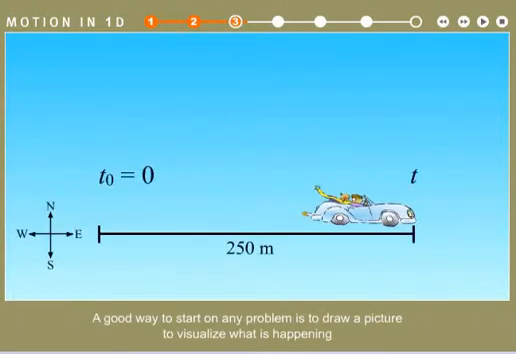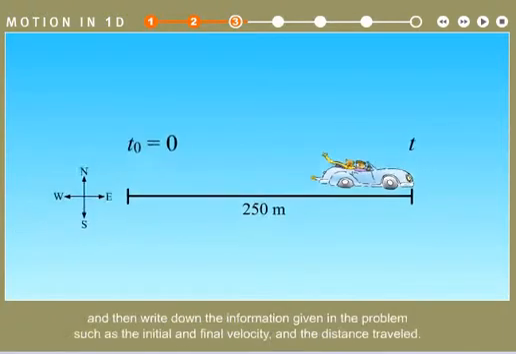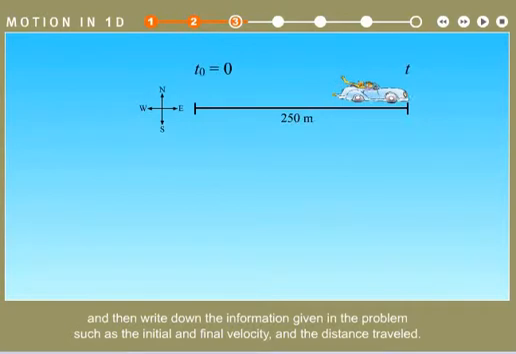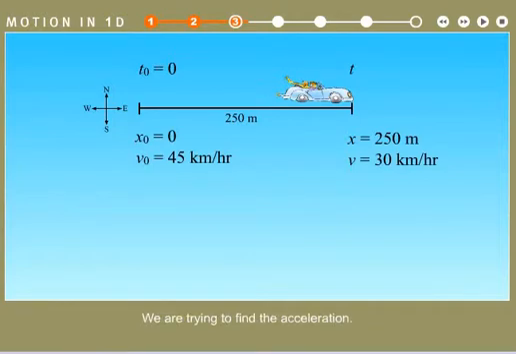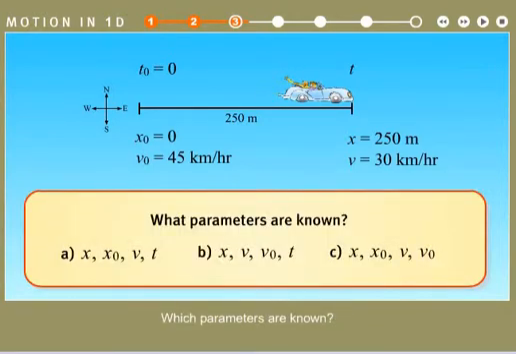A good way to start on any problem is to draw a picture to visualize what is happening and then write down the information given in the problem, such as the initial and final velocity, and the distance traveled. We are trying to find the acceleration. Which parameters are known?